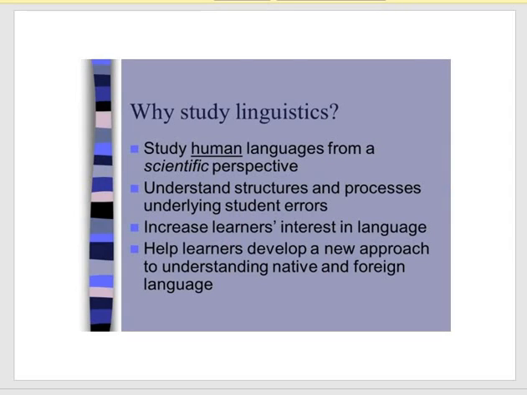So why do we study linguistics? To study human languages from a scientific perspective and understand the structure and processes underlying student errors. To increase learners' interest in language and help learners develop a new approach to understanding native and foreign languages. The assumptions underlying their interpretation, regardless of whether or not this is made explicit by the researcher.